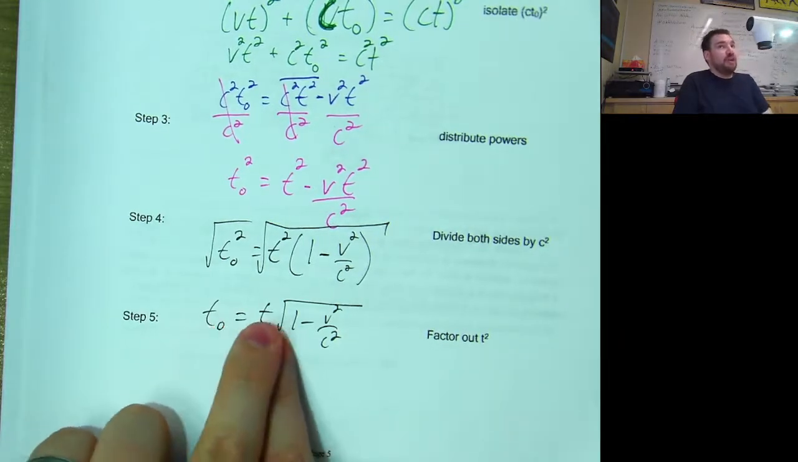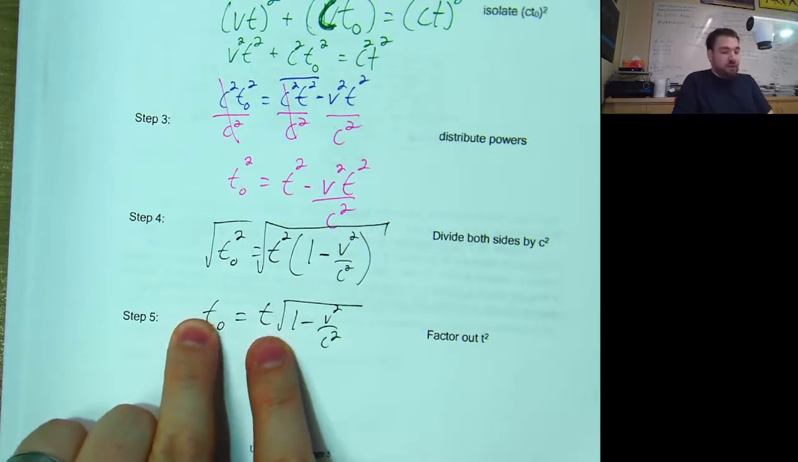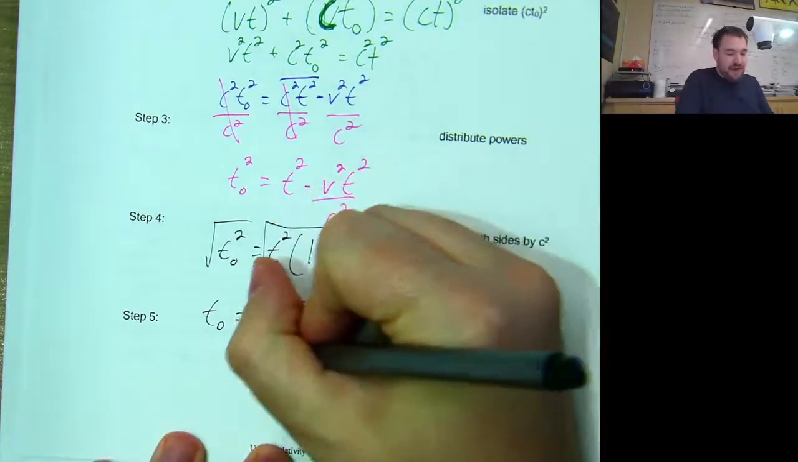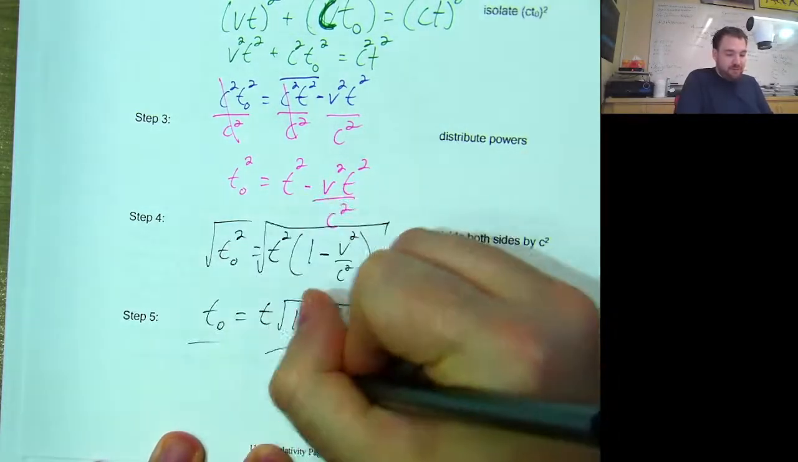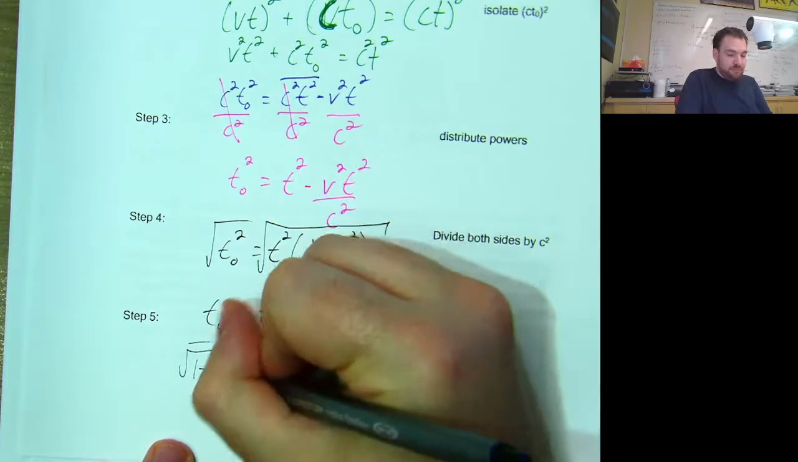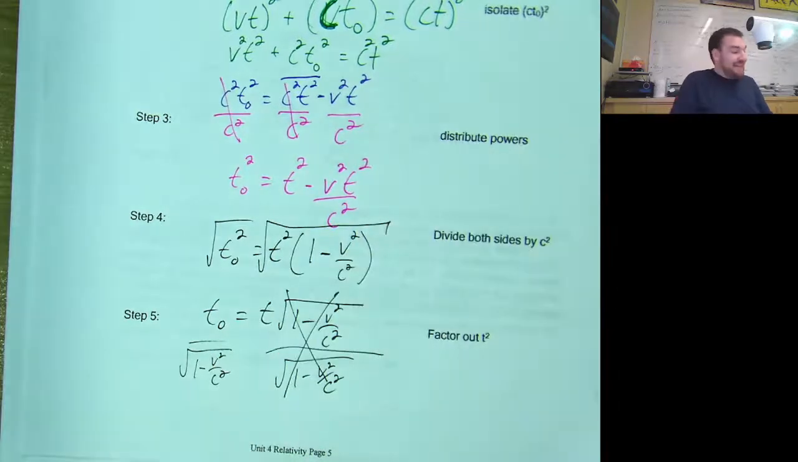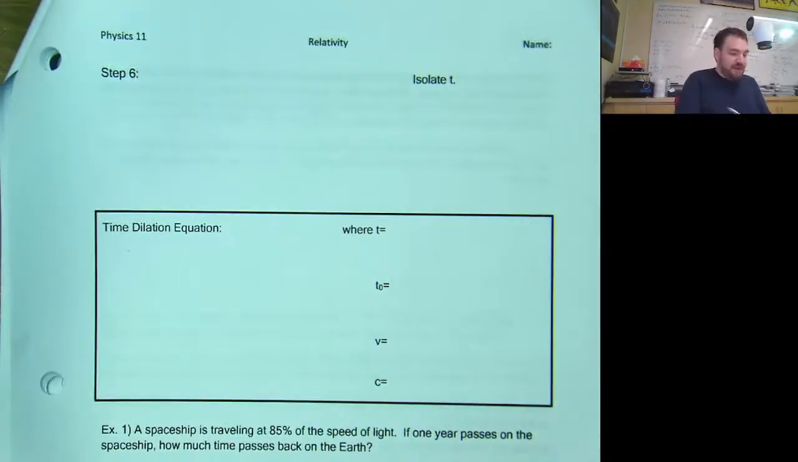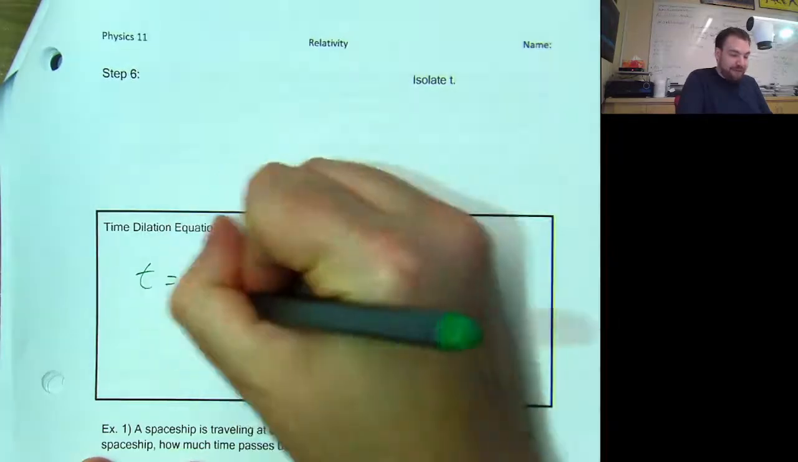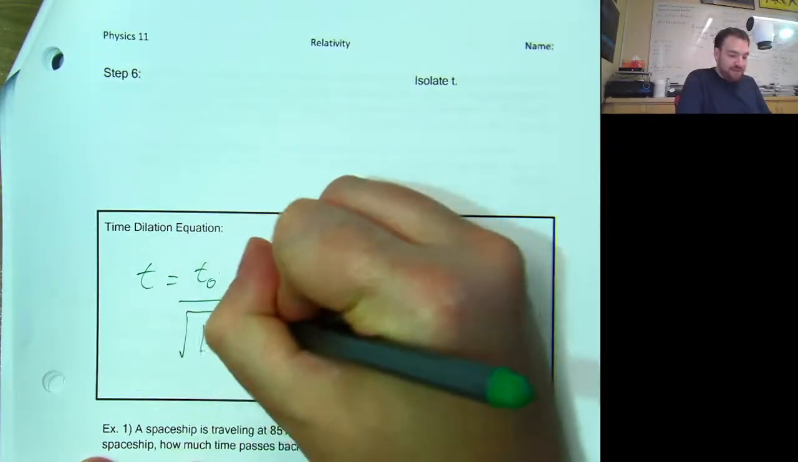So the person on Earth is watching the rocket. So we're going to isolate for the Earth's frame of reference. We're going to divide both sides by the square root of 1 minus v squared over c squared. And now flip the page once you've written that down. We're going to get this time dilation equation that just jumps straight into this box. T, the time on Earth, is equal to t0 divided by the square root of 1 minus v squared over c squared.